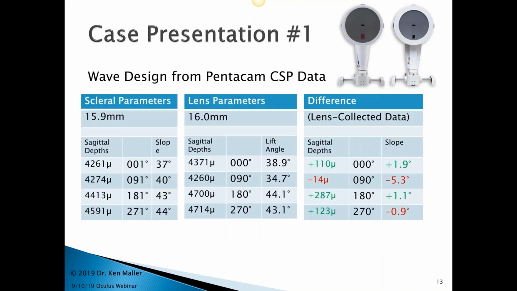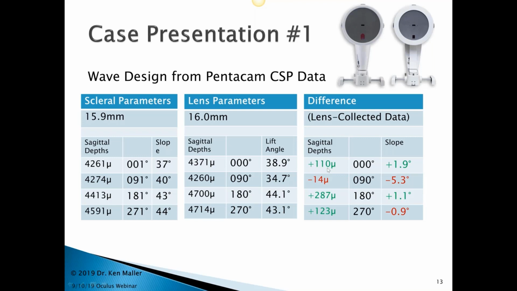Now, as we move forward here, I've put up the data so that we can see how it compares. First, the raw data that was collected on the CSP, and then the lens data that I collected directly from the Wave software. I did a quick subtraction here, lens minus the collected data, so we can see what the differences are. And I kept everything at 0, 90, 180, and 270, just for simplicity.